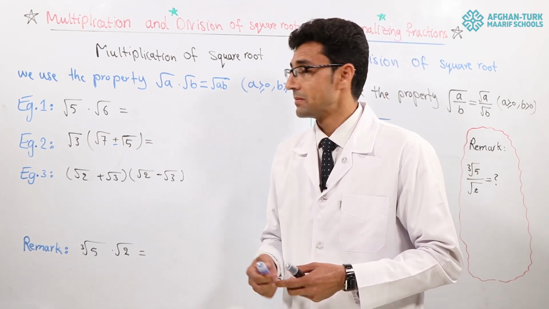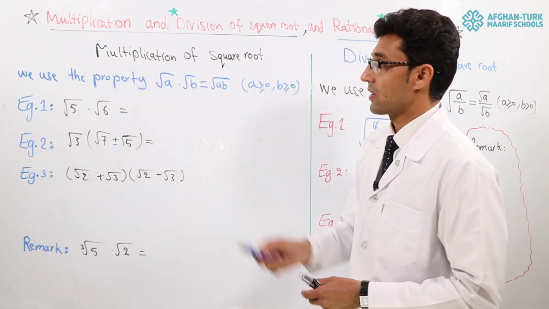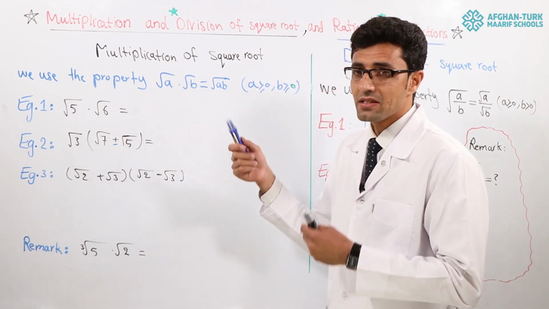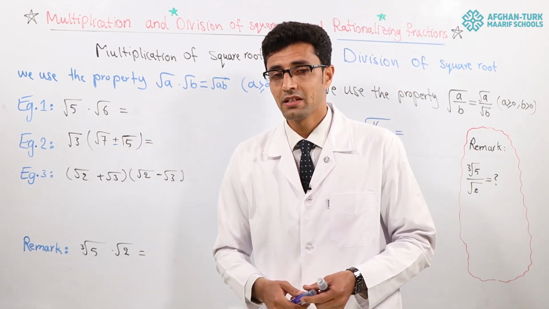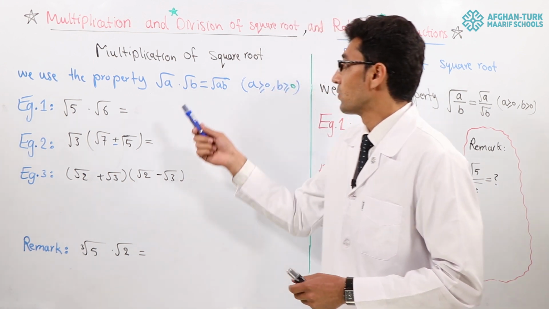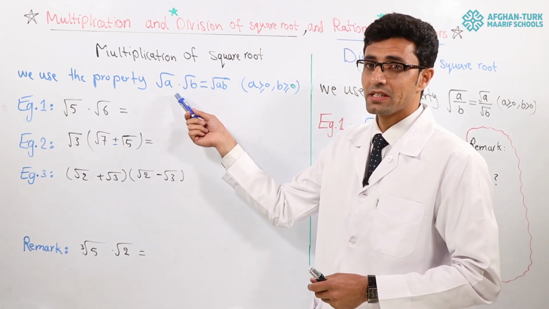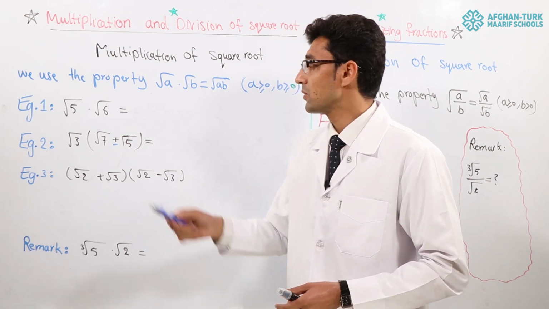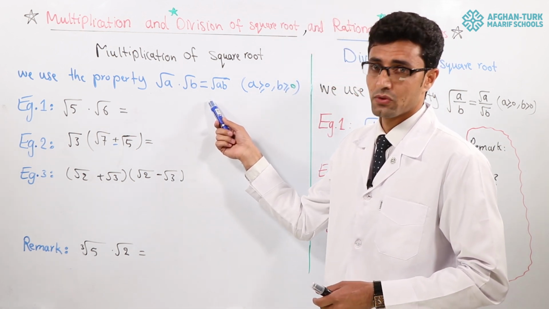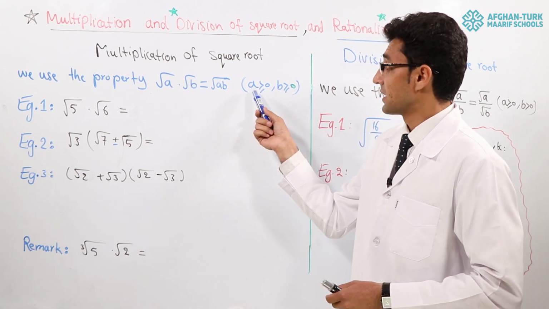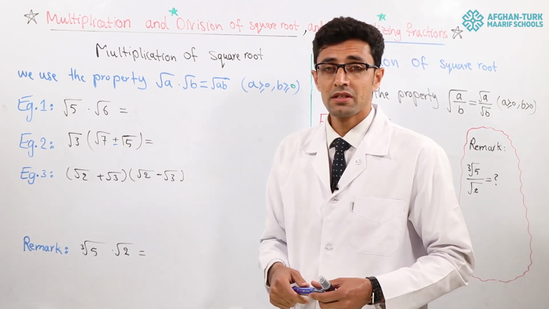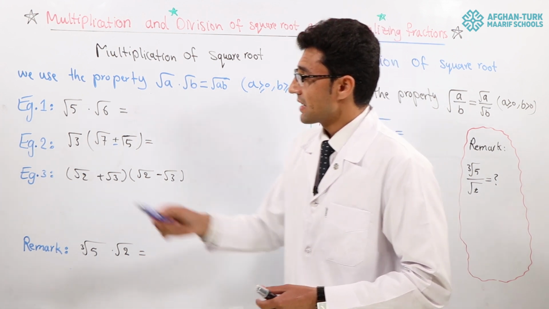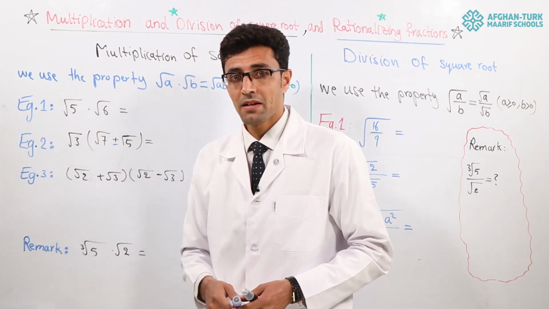Okay, first of all, multiplication of a square root. We use this property. As I told you, in the property of a square root, we can follow this property in order to solve any type of multiplication of square roots. Okay, remember that a and b are both greater than or equal to zero. Okay, examples. There are some examples to understand better.